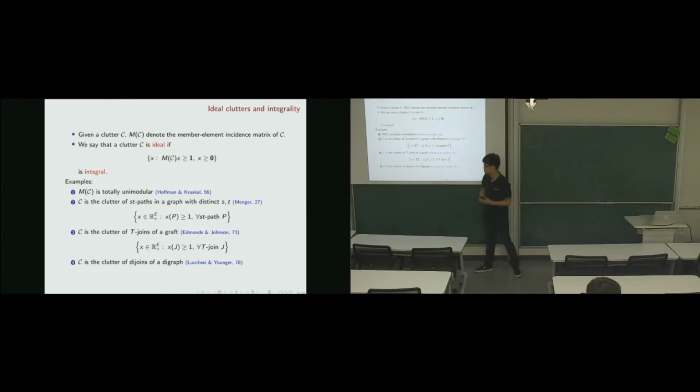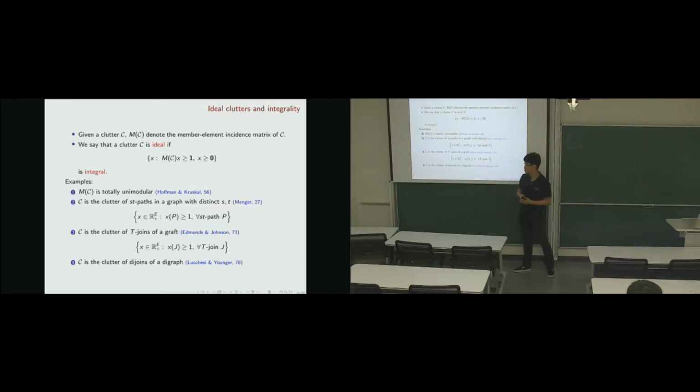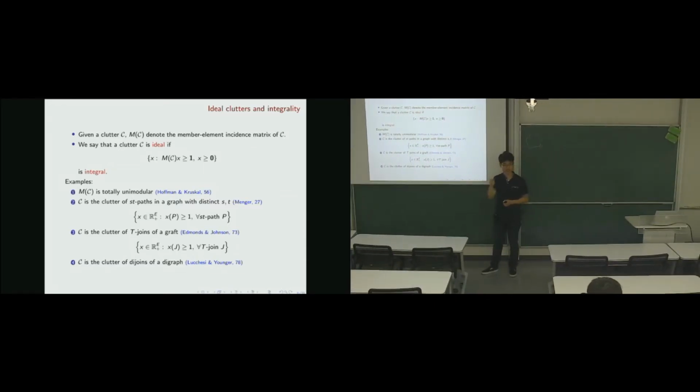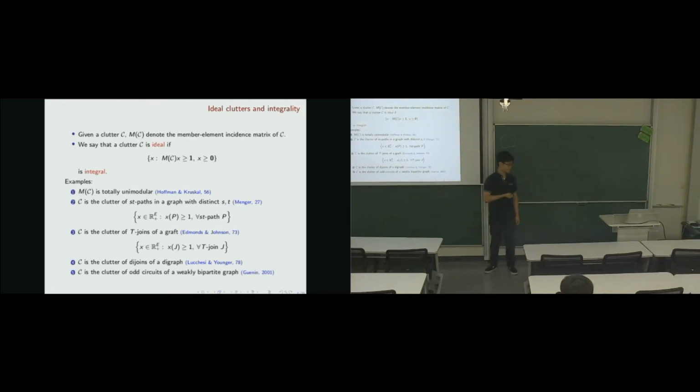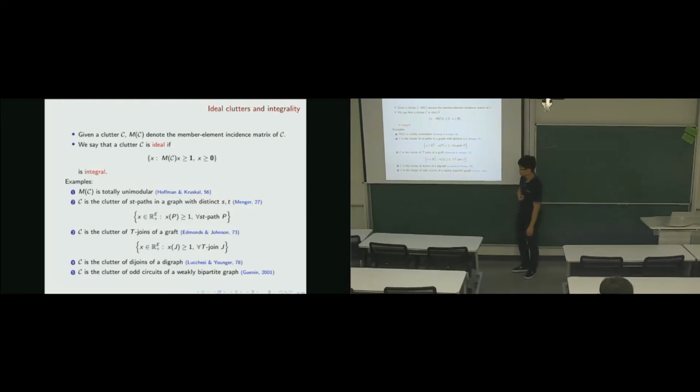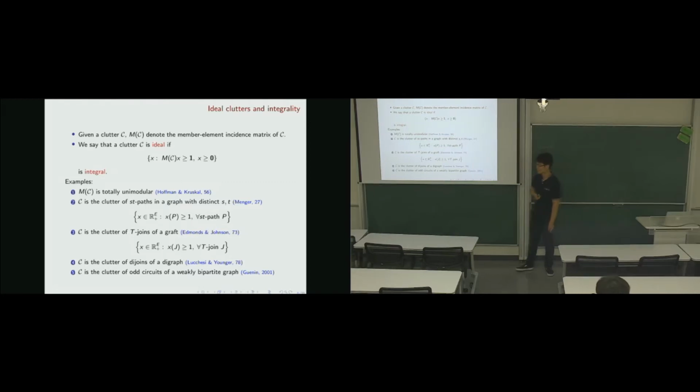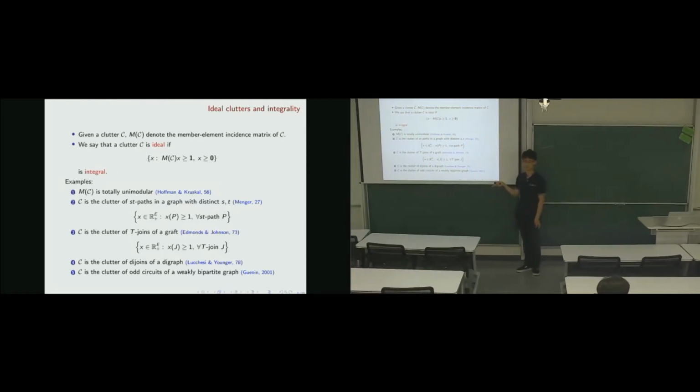The dijoins of a digraph are such that if you pick a dijoin and contract the arcs in it, then the digraph becomes strongly connected. A dijoin is one intersecting all dicuts in a digraph. And if you take the clutter of odd circuits of a weakly bipartite graph, then it's also ideal. So there are many examples in the literature.